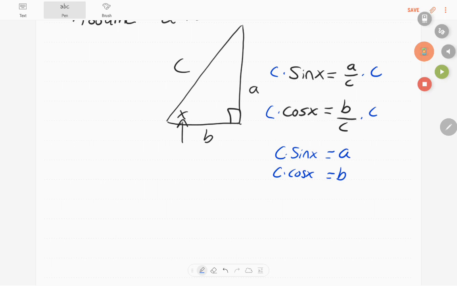Or here, let me backtrack. I was using theta. Let me just stick to the same x equals cosecant of x. Okay? So here are your three trig identities.